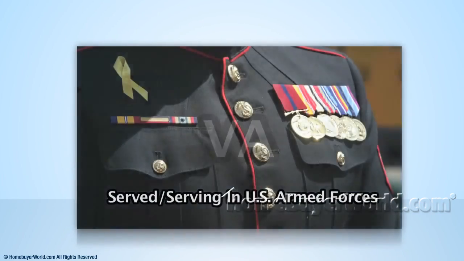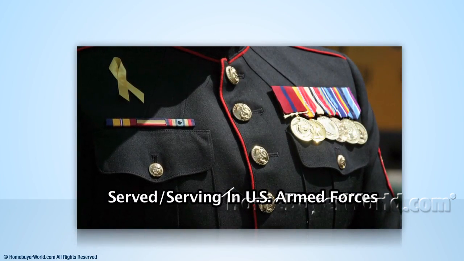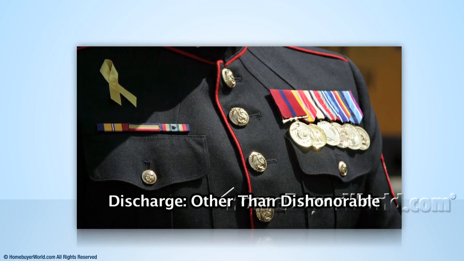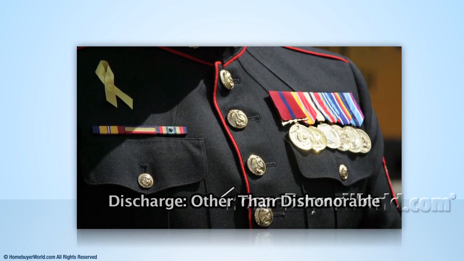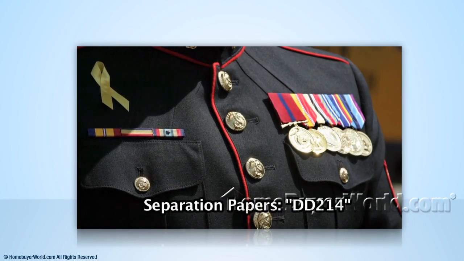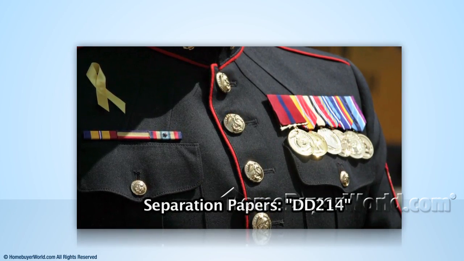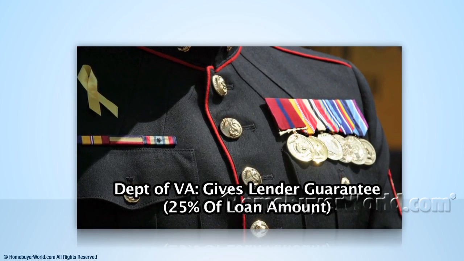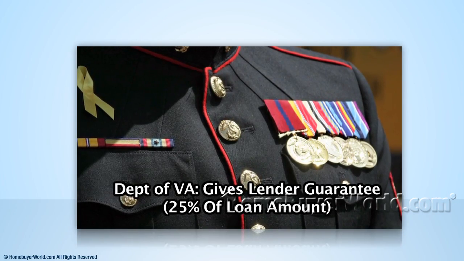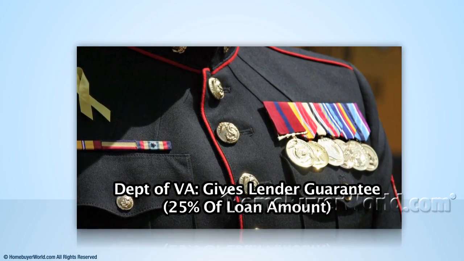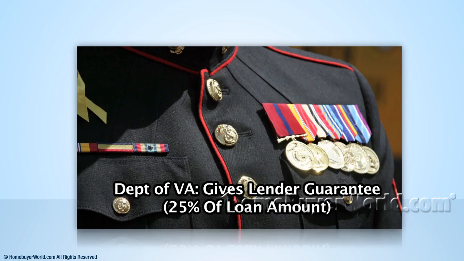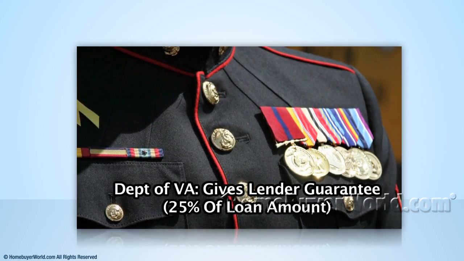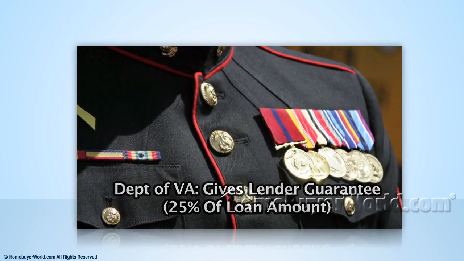VA. VA loans are for those who have served or are presently serving in the Armed Forces of the United States. If discharged, the discharge must be something other than dishonorable, as shown on the Veteran Separation Papers known as the DD-214. The Department of Veterans Affairs gives the lender a guarantee of up to 25% of the loan amount. This usually means if the home were to foreclose and the lender sold it at 75% of its original value, it would still make out okay because it would recover the other 25% directly from the VA.